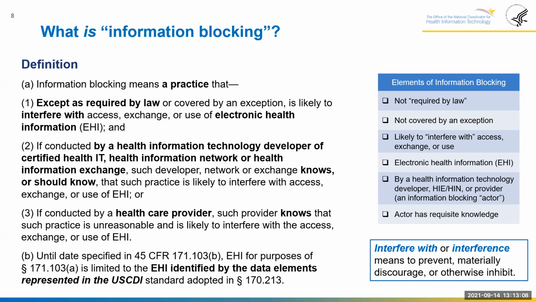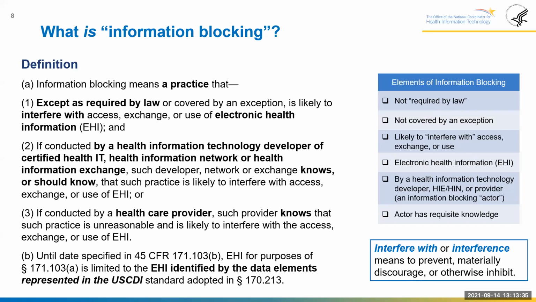You would also look at things like, has an interference actually occurred? An interference with the access, exchange, or use of electronic health information. And if you look on the bottom right of the slide, you see that "interfere with" or "interference" means to prevent, materially discourage, or otherwise inhibit the use of electronic health information. And that becomes pretty important when you're thinking about whether you are in compliance with the information blocking regulations.